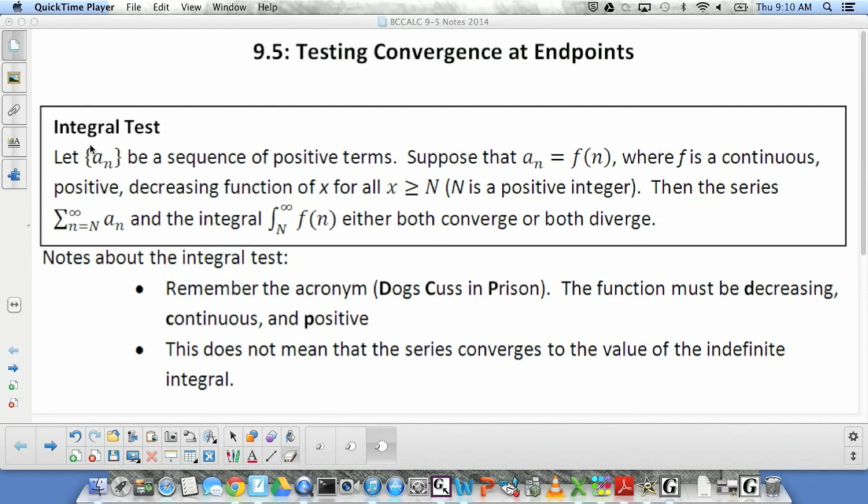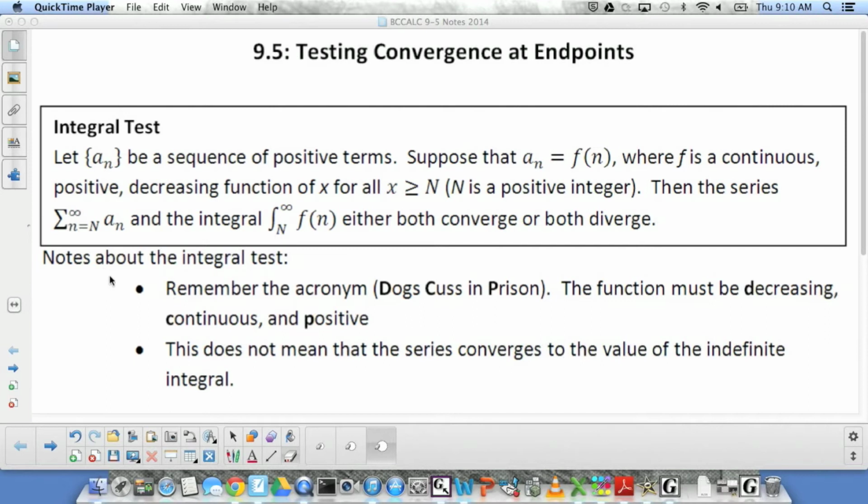The next test we're going to look at is the integral test. So we're going to let a_n be a sequence of positive terms. We need that sequence to be represented by some function that is continuous, positive, and decreasing over the interval. And if that's the case, then the series from capital N to infinity of the sequence and the integral from n to infinity of the function that represents that sequence are going to behave the same way. So they're either both going to converge or they're both going to diverge.